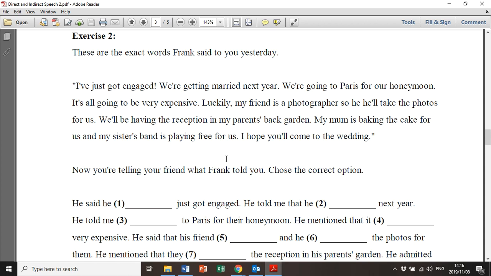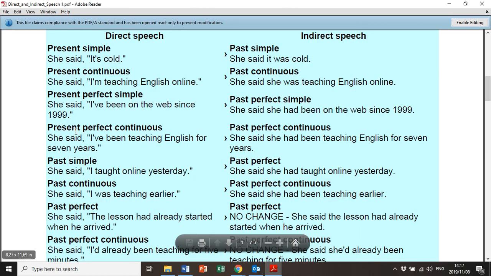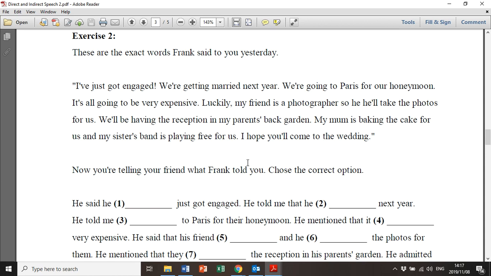Hy praat baie in samevoegings, contractions, so ek het dit maar net voluit gespreek of gelees. Goed, kom ons kyk na die eerste sin. I have just got engaged. Daai have beteken dit is present perfect tense. Kom ons kyk weer na ons tabel. Ons het present perfect, daar sit hy verander na past perfect. Goed, so, ons gaan sê, Frank said that he had just got engaged. So eenvoudig is dit. So van have na had to. Frank said that he had just got engaged.